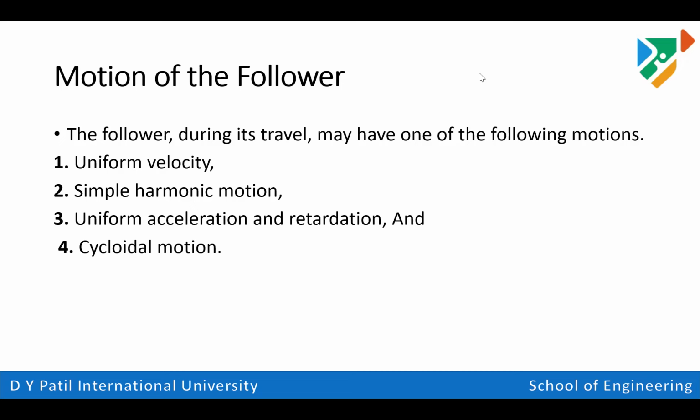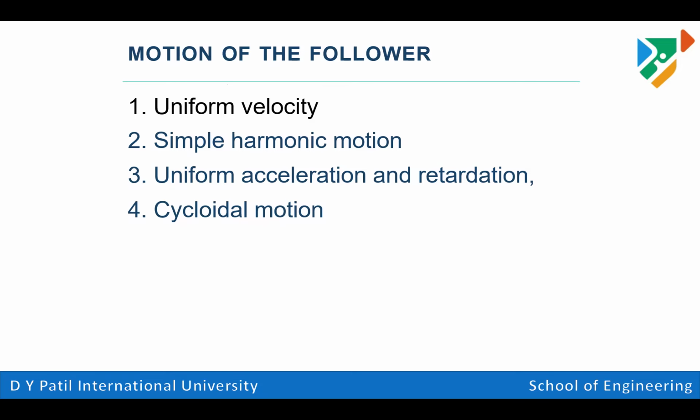Hello everyone. In this class, we'll discuss the different types of motion of the follower. We have four types of motion: uniform velocity, simple harmonic motion, uniform acceleration and retardation, and cycloidal motion. These are the four different types of motion of followers available. Now let's look at the first type of motion, that is uniform velocity.